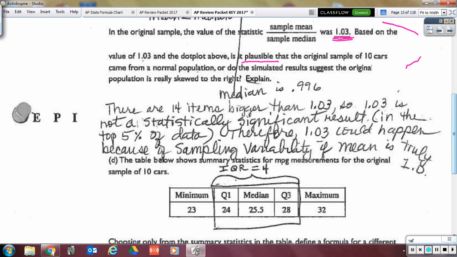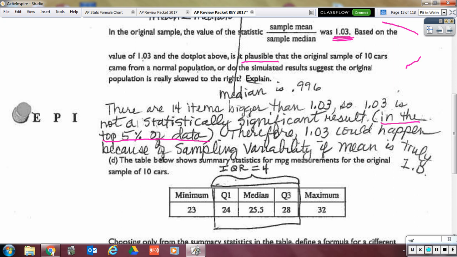First of all, let me tell you what I wrote, and then I'm going to tell you, even with what I wrote, I probably would have still only gotten partial credit, so we'll fix it. But what I wrote was this. There are 14 items bigger than 1.03. So 1.03 is not statistically significant. It's not unusual. You know how you said alpha was 0.05? It's not in the top 5% of the data. It's not in the rejection region. Okay, all those things. Therefore, 1.03 could happen because of sampling variability if the mean is really 1.